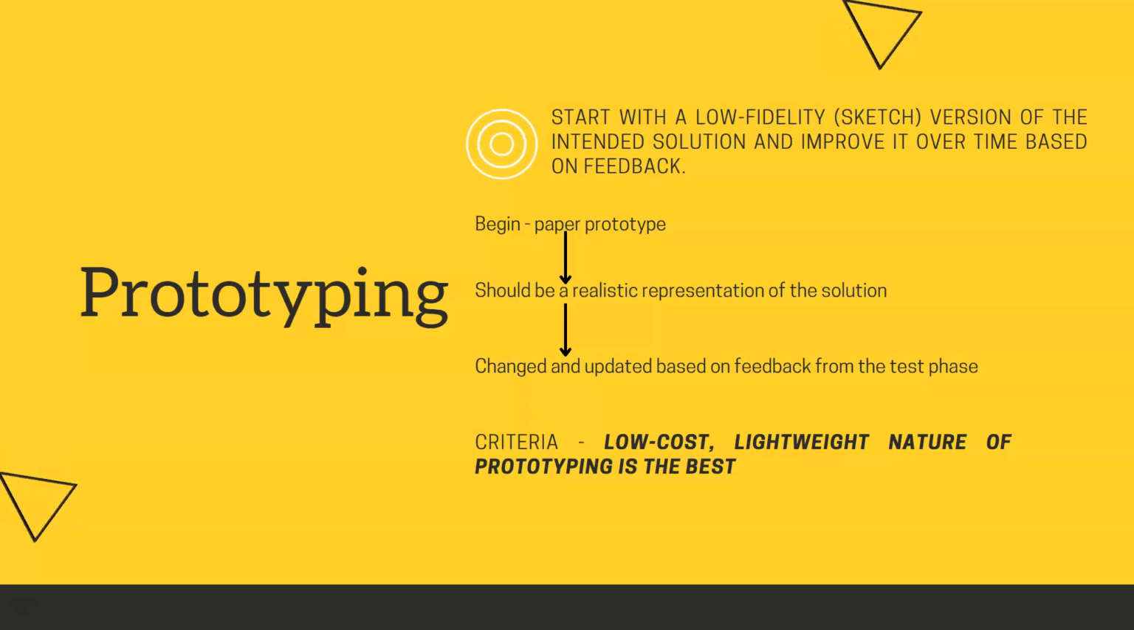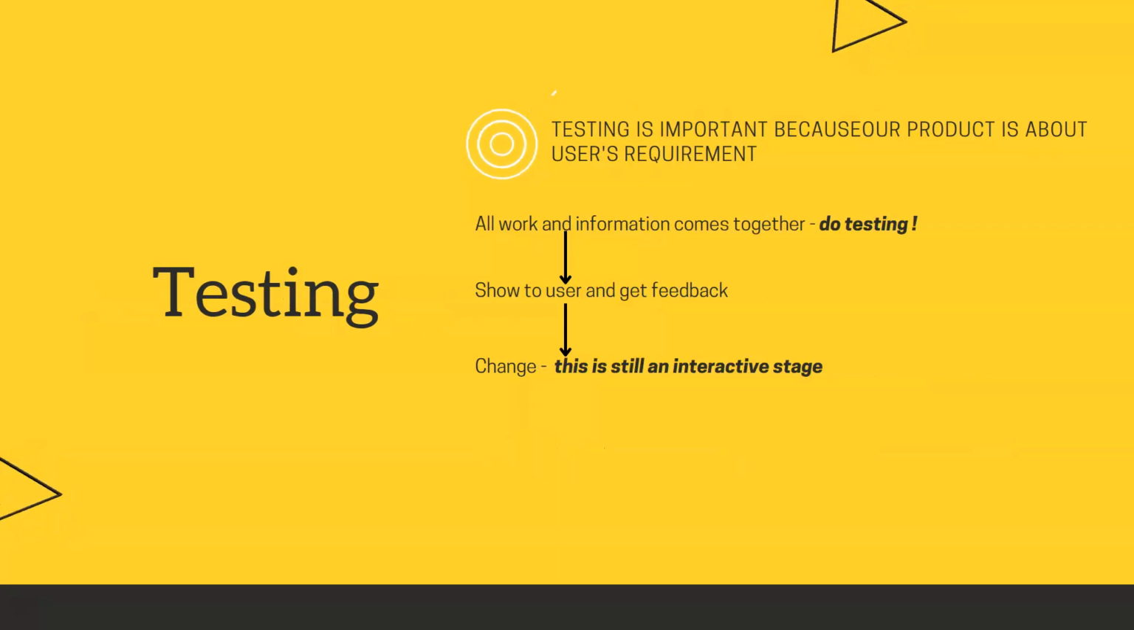So this is how you can do the prototyping. You begin with a paper prototype. It should be realistic and you change and update it based on the feedback. And then you test. Testing is very important because our product is about users' requirements. So requirements are very important. Any design needs requirements. Even if you design missions for space, you need to know the requirement, why you need those missions.